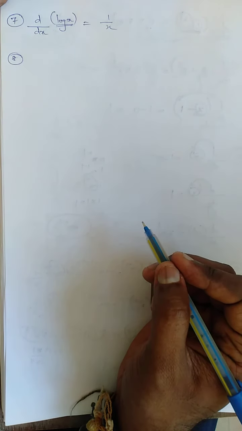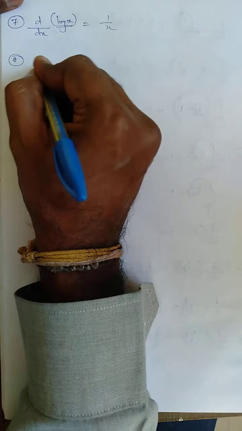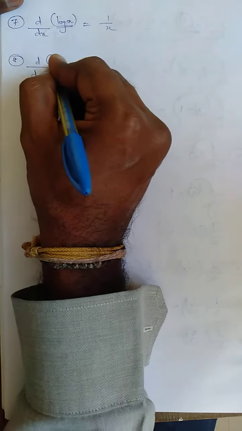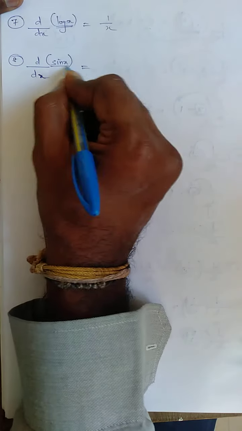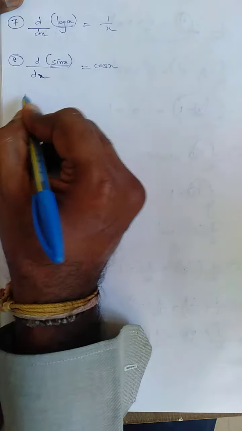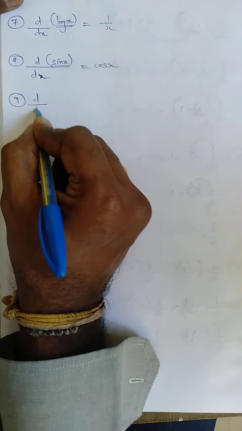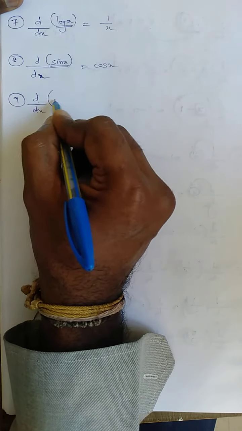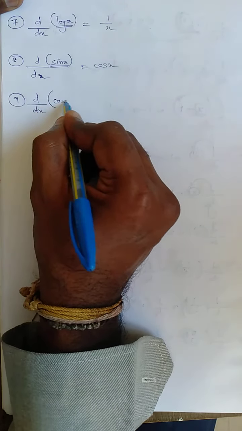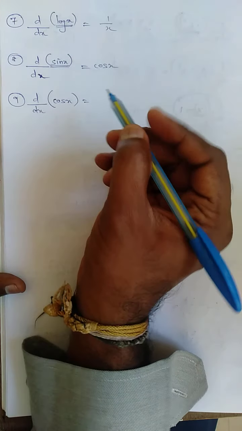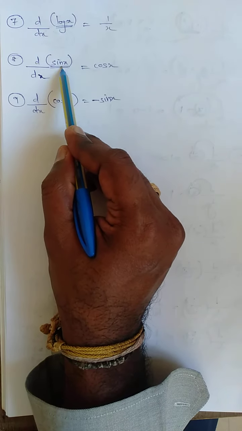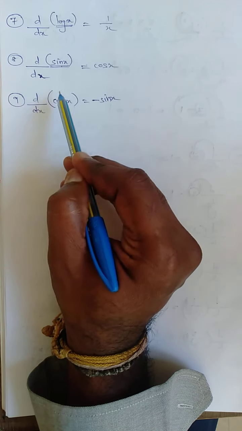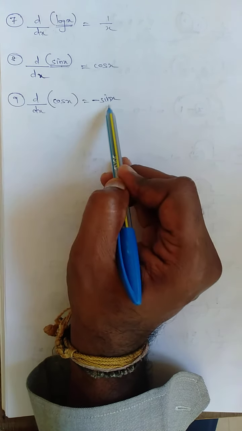Now, I am going to move towards the trigonometry ones. Differentiate of sin x with respect to x. Sin x differentiate is cos x. 9th one: d by dx of cos x. Cos x differentiate is minus sin x. Listen very carefully. Differentiate of sin x is cos x and cos x differentiate is minus sin x.